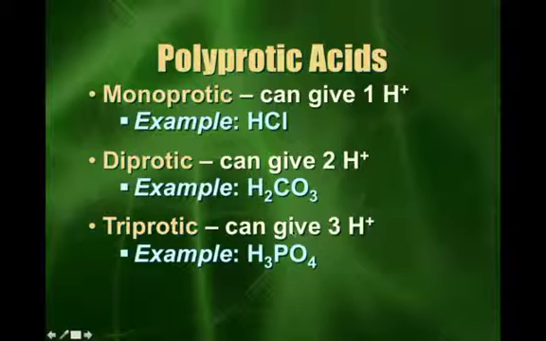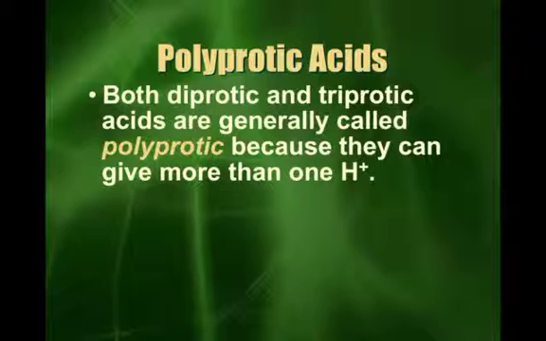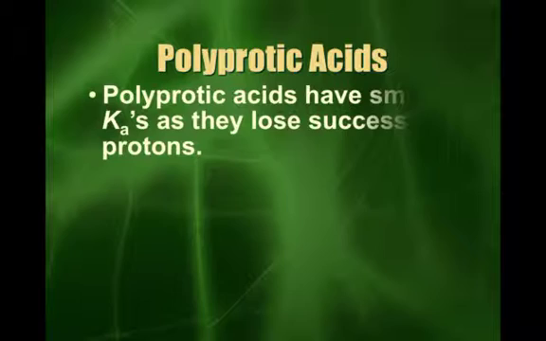Triprotic can give three because here, in hydrogen phosphate, you have three hydrogens to give. So when you mix it in something else, like water, it can donate up to three hydrogen ions. So that's what is considered polyprotic. Both diprotic and triprotic are called polyprotic because they have more than one. So you need to know poly, and you do need to know di and tri, but you also want to remember that diprotic and triprotic are called polyprotic.